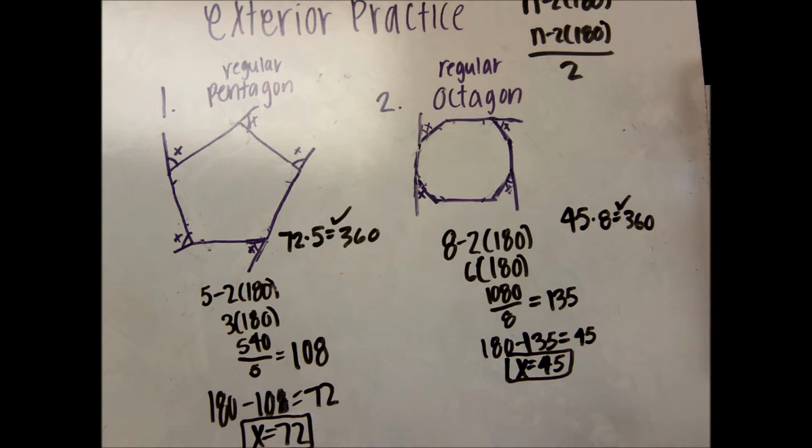For the regular octagon, you do 8 minus 2 times 180, which is 6 times 180 is 1080. Divide that by 8 and you get 135. And then you subtract 180 minus 135 and you get 45. So x equals 45, and you check that by doing 45 times 8 equals 360.